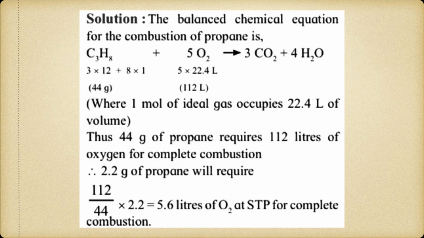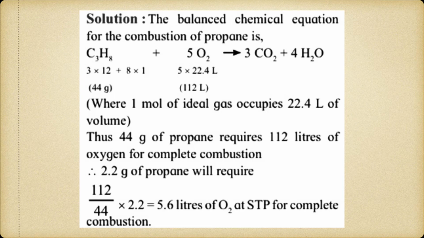First we'll write down the balanced chemical equation. What is propane? C3H8 is propane and it reacts with oxygen. So C3H8 plus O2 gives carbon dioxide, CO2, plus H2O. Next you have to balance it. So it is C3H8 plus 5O2 gives 3CO2 plus 4H2O. Over here, first we have to understand what is given. The mass of propane is given and we have to find the volume of oxygen. So it is a mass-volume relationship we have to understand.